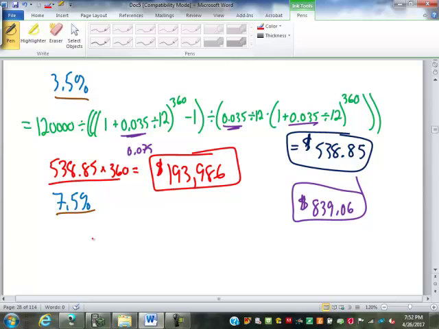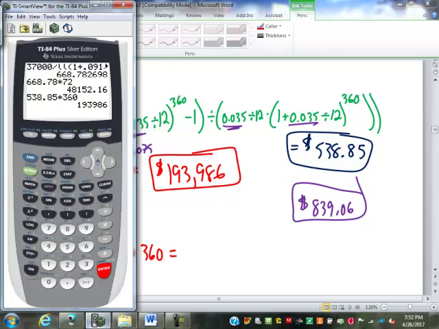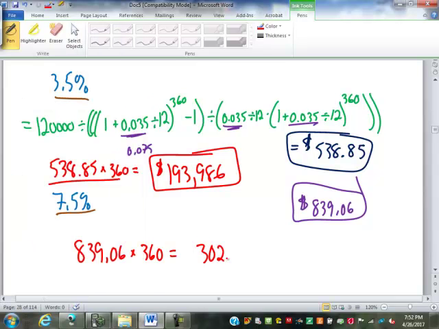For the 7.5%, $839.06 times 360. You caught me chuckling a little bit in the middle of that, because I know it's $302,061. And was it 60 cents? Yep. You just paid $300,000.